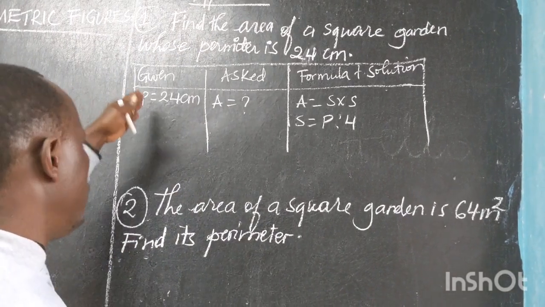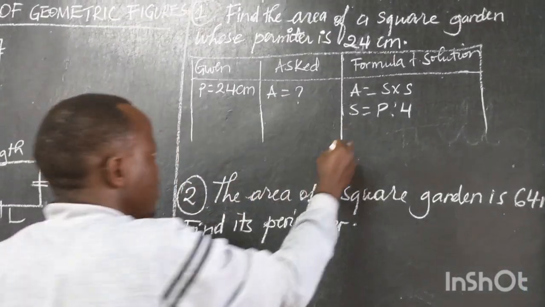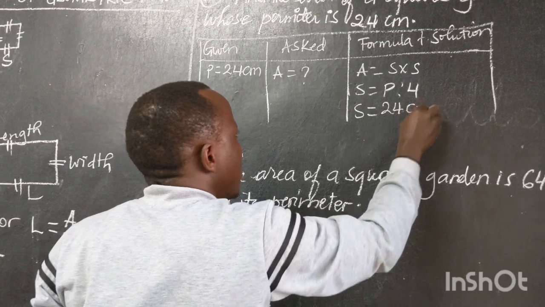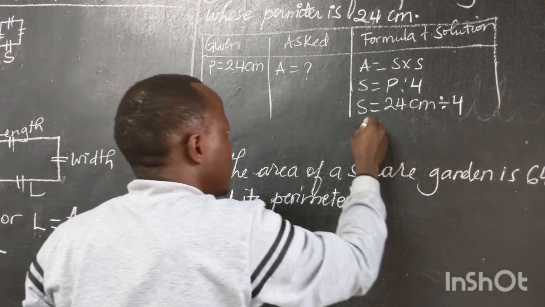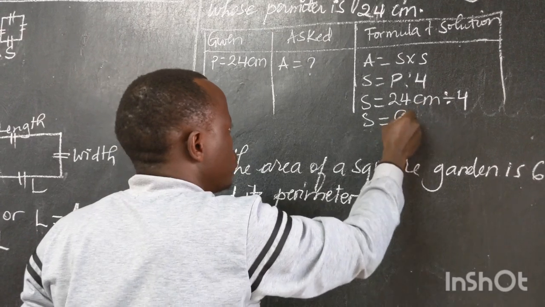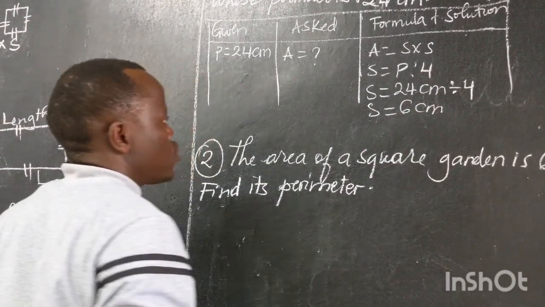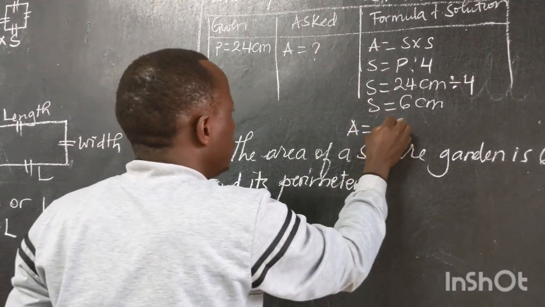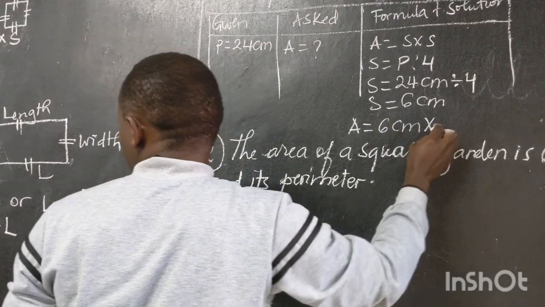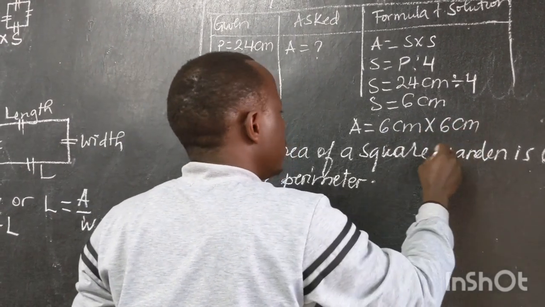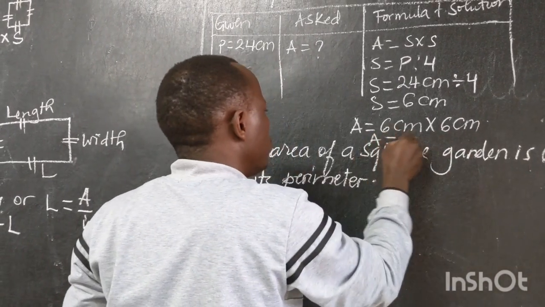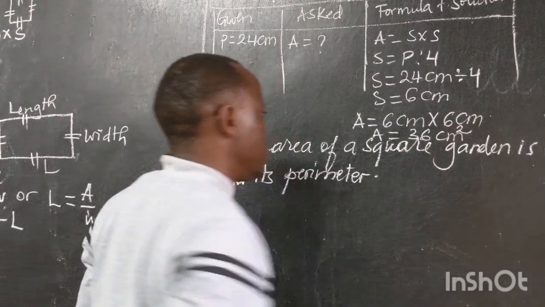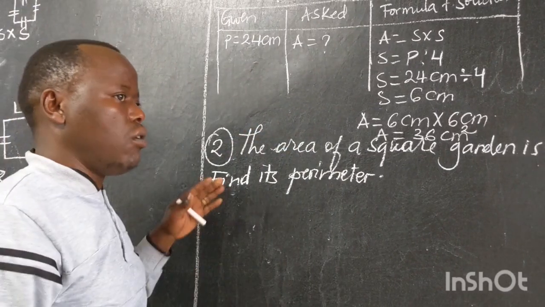And now, since they give us perimeter here, we are going to apply it by saying that side is equal to perimeter, which is 24 centimeters, divided by 4, and then side will be equal to 24 divided by 4 is equal to 6 centimeters. So then we are going to find the area. Since the area is equal to side times side, it will be equal to 6 centimeters times 6 centimeters. So area will be equal to 6 times 6 is equal to 36 square centimeters. So therefore, this is the answer of this question.